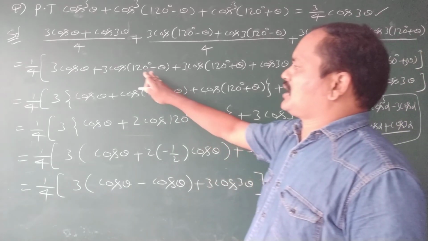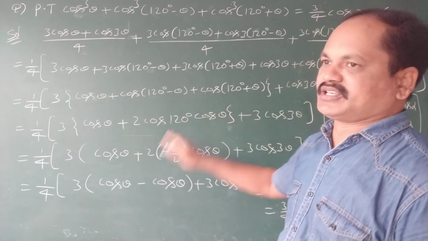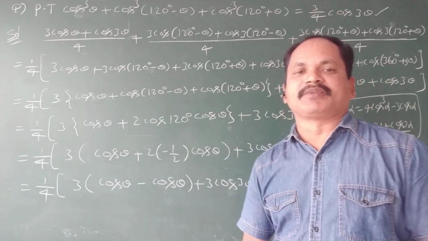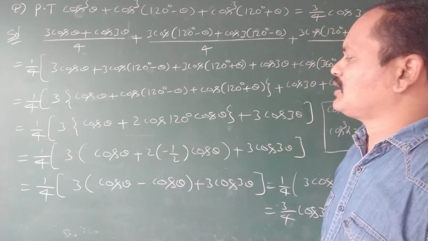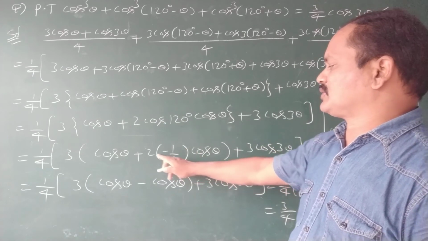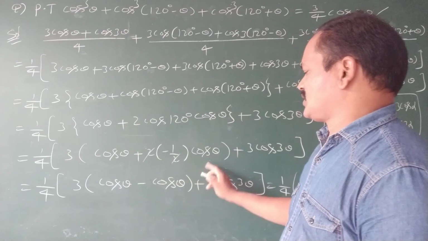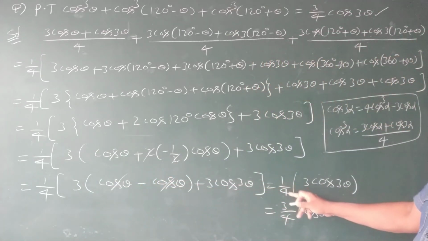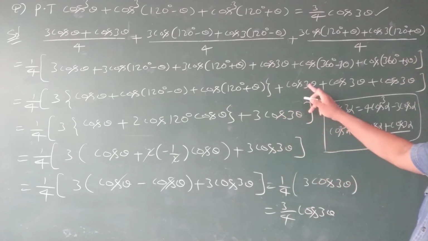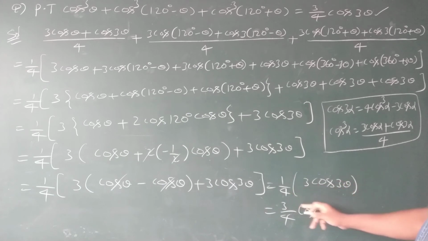Now after taking 3 common, this is in the form of cos(a minus b) plus cos(a plus b). Actually cos(a plus b) plus cos(a minus b) is nothing but 2 cos a cos b. That's why 2 cos 120 into cos theta. Cos 120 is minus 1 by 2, so the 2 gets cancelled here. Then it is cos theta minus cos theta. Now these two get cancelled, so 3 times 0, and it is 1 by 4 times cos 3 theta plus cos 3 theta plus cos 3 theta, that is 3 cos 3 theta. So 1 by 4 times 3 cos 3 theta, that is 3 by 4 cos 3 theta.